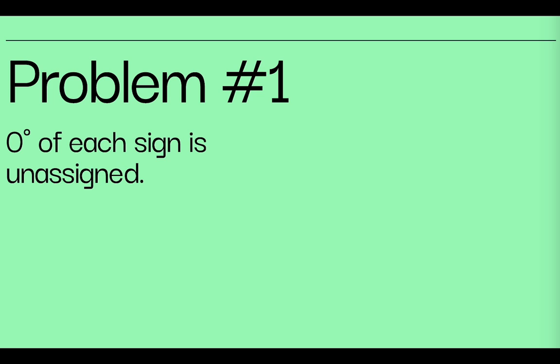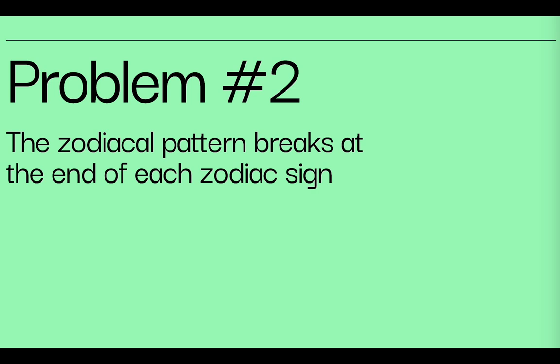I've seen a couple online forums where there was a discussion about the 0 degree and confusion around the 0 degree and why it means what it means according to Nikola. My second issue with the degree theory is that it breaks the zodiacal pattern, and it ends at each zodiac sign at the 29th degree.